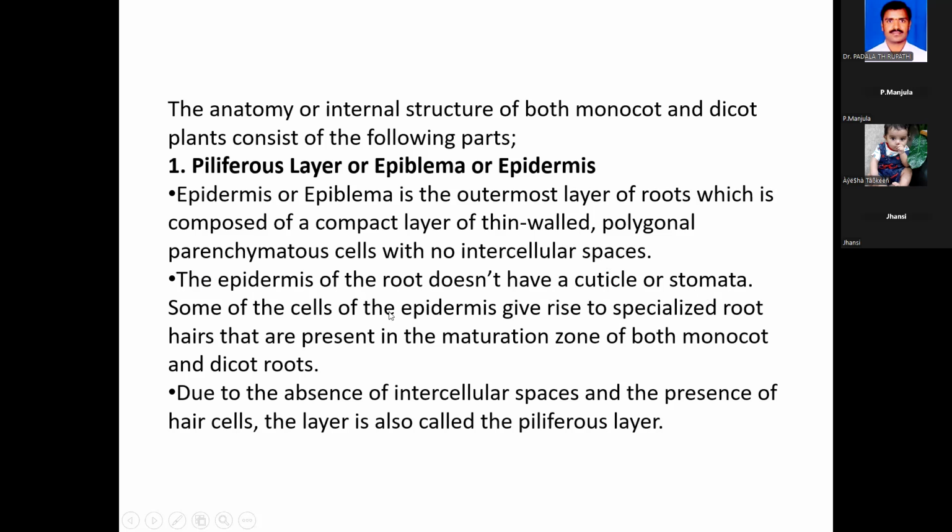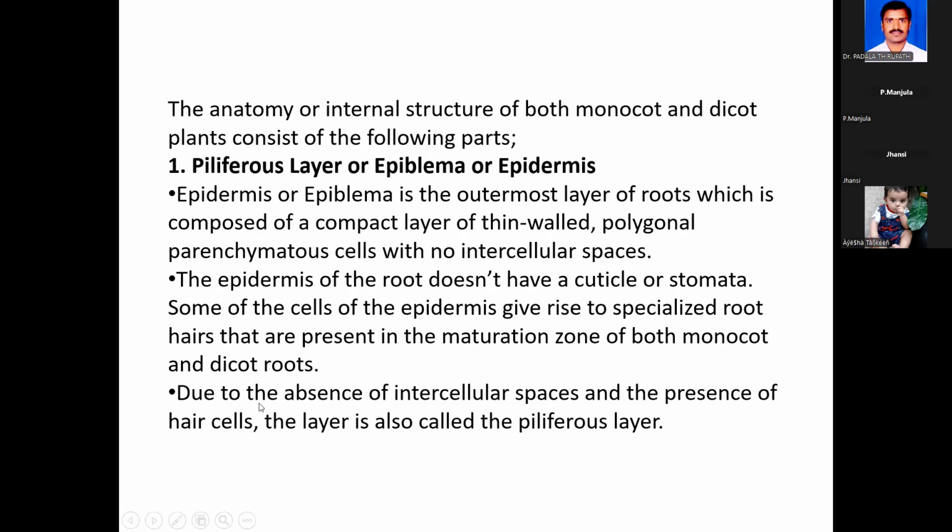Some of the cells of the epidermis give rise to specialized root hairs that are present on the maturation zone of both monocot and dicot roots. So here the root hairs are present on the epidermis. Generally in the stem, trichomes are present on the epidermis, but here it is root hairs.